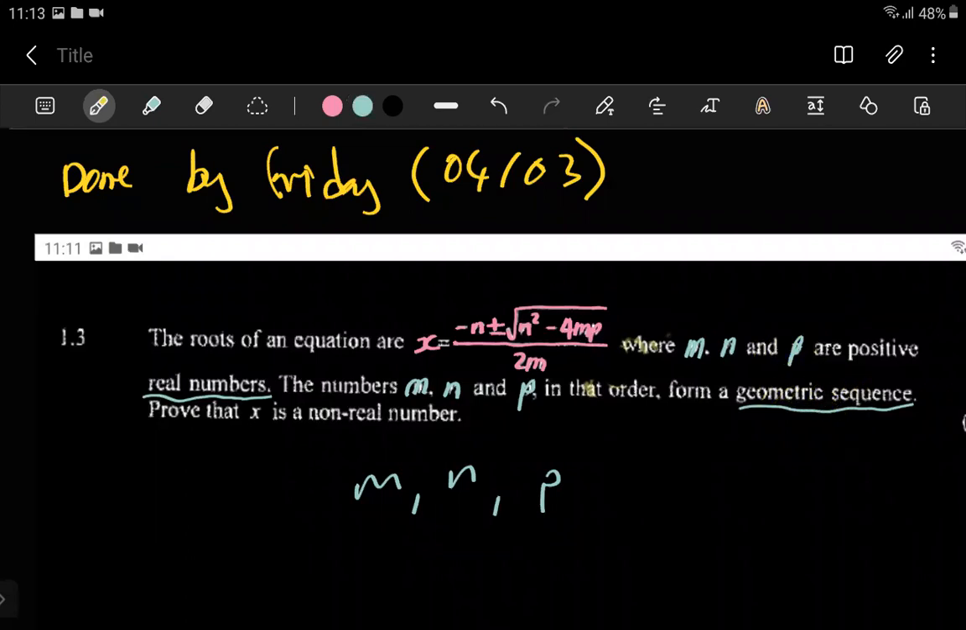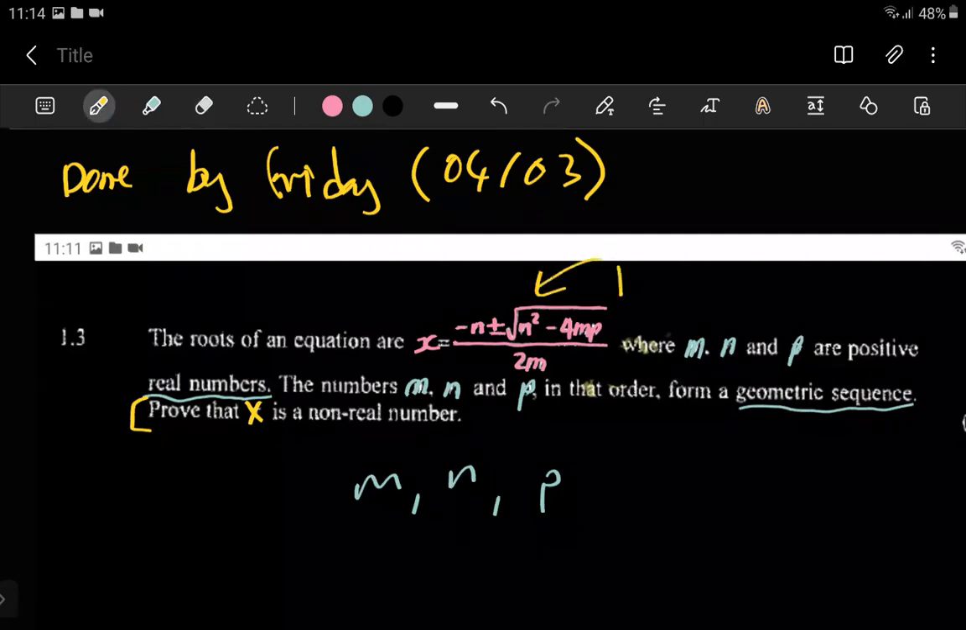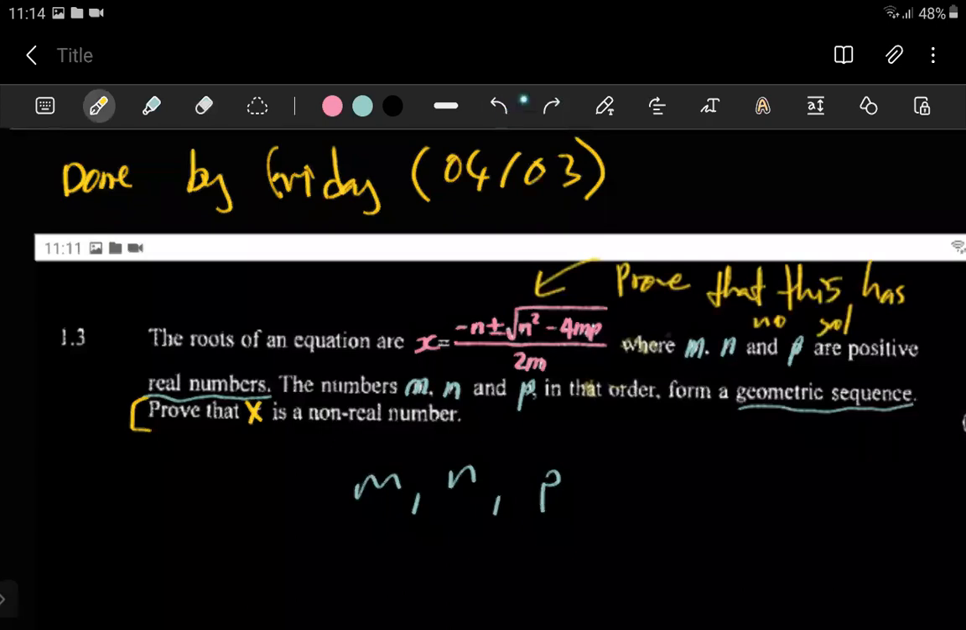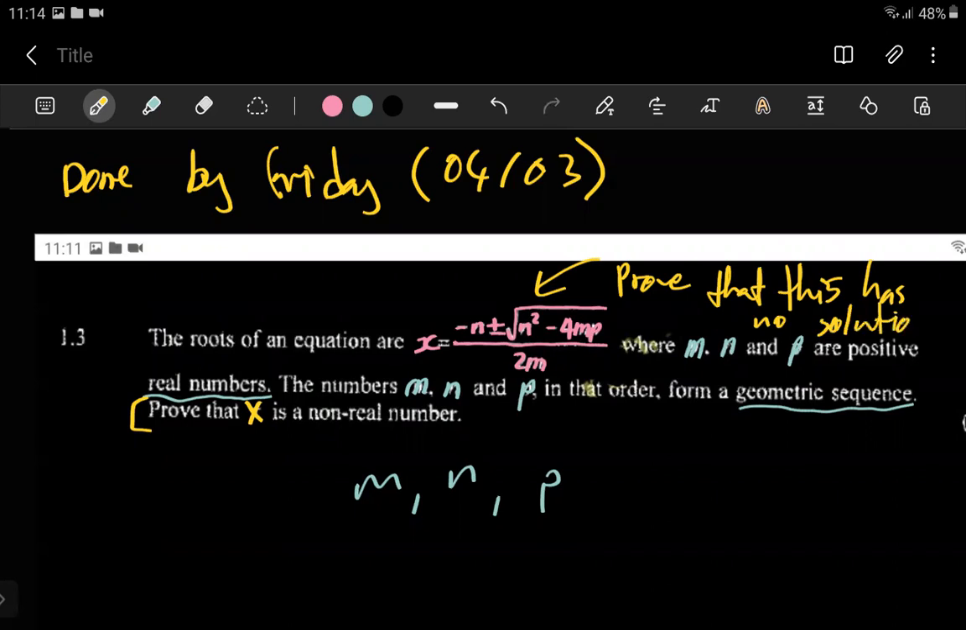So they say this forms a geometric sequence, and we should prove that x is a non-real number. Proving that x is a non-real number is just a matter of proving that this has no solution. Is that almost always going to mean that if it is a non-real number, it has no solution? Yeah, because when they say non-real number, they're trying to say the solution does not exist. There's no answer for this question.